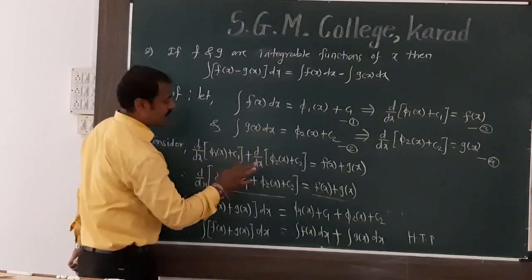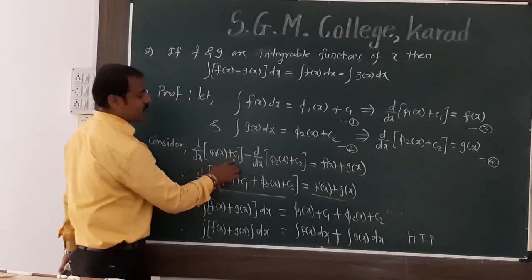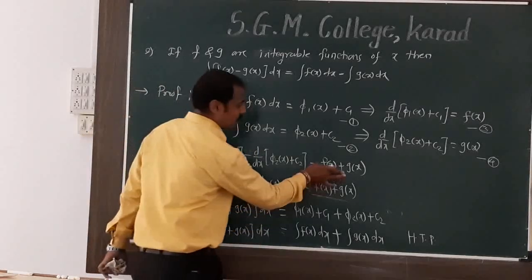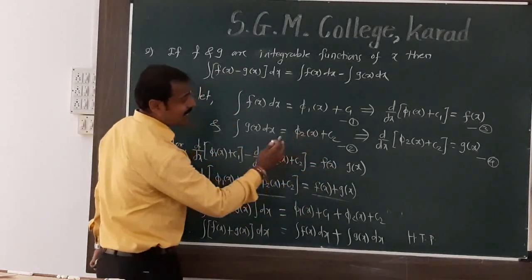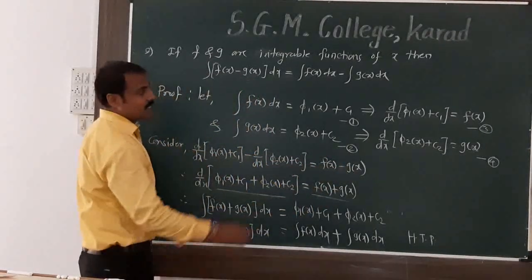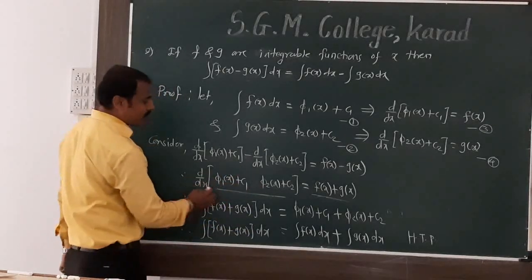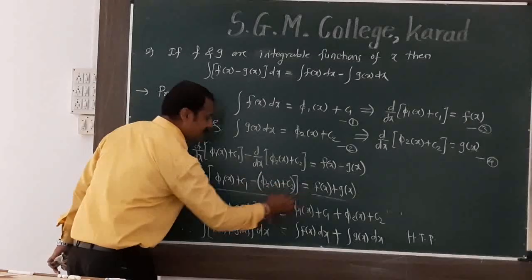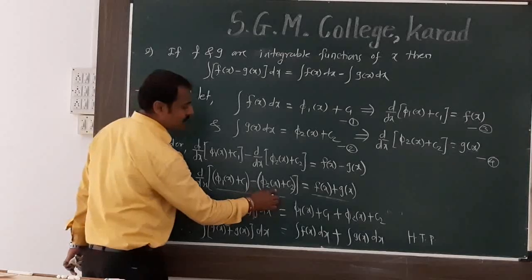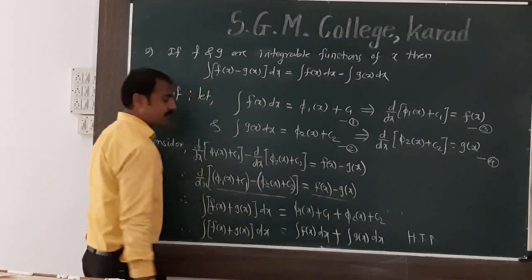consider subtraction of equation number third and equation number 4. Means d/dx of phi 1 of x plus c1 minus d/dx of phi 2 of x plus c2, which is equal to, yes, subtract their LHS. Now on RHS, subtract their RHS. Means f of x minus g of x. Okay, taking d/dx symbol common, it looks like d/dx of phi 1 of x plus c1 minus phi 2 of x plus c2 is equal to f of x minus g of x.